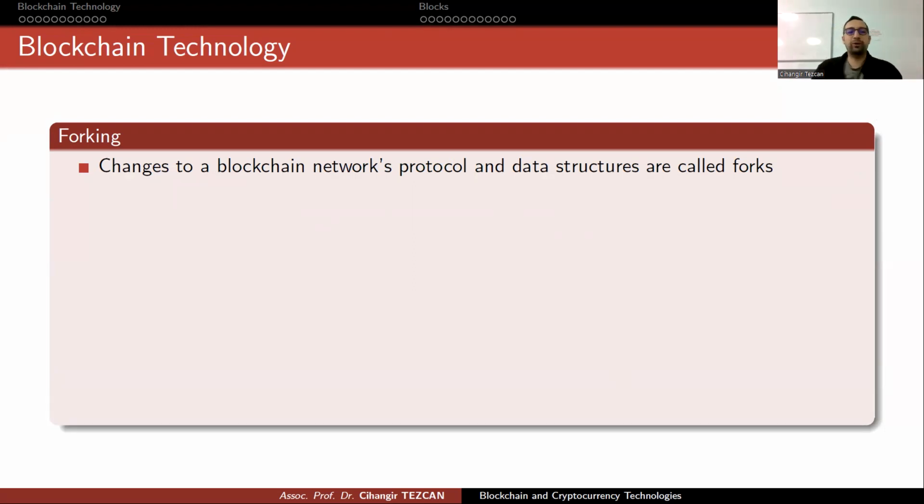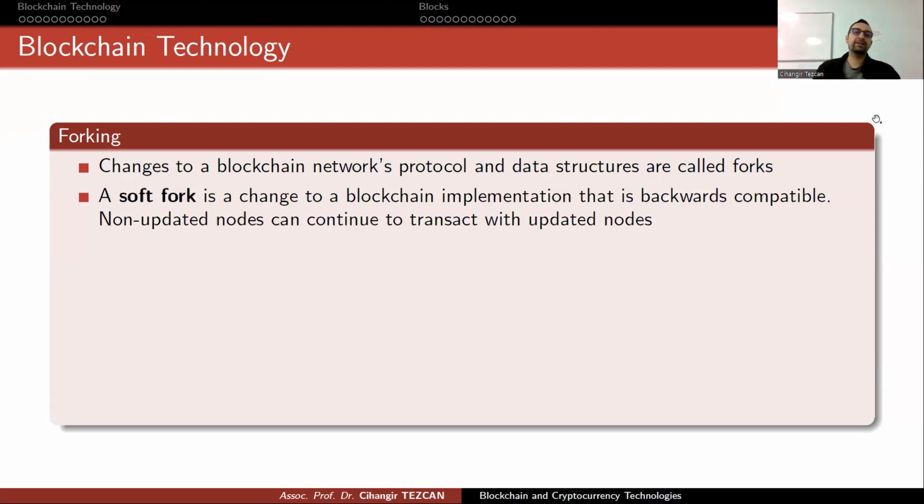Now let's talk about forking. Changes to a blockchain network protocol and data structures are called forks. A soft fork is a change to a blockchain implementation that is backwards compatible. Non-updated nodes can continue to transact with updated nodes. This is what a soft fork is.